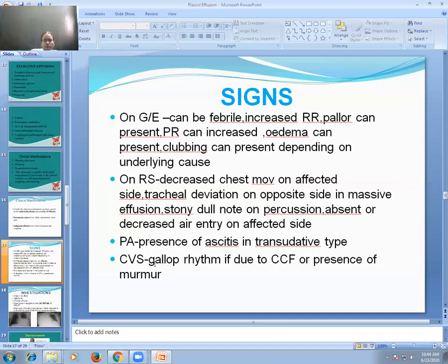In case of cardiovascular system, if the pleural effusion is secondary to CCF, secondary to heart failure, then you get gallop rhythm, which is the characteristic of CCF. Gallop rhythm is the presence of an extra heart sound. Normally there is S1, S2, but if you get an additional heart sound, that is S3, then it is called gallop rhythm. So presence of gallop rhythm if the cause is CCF.